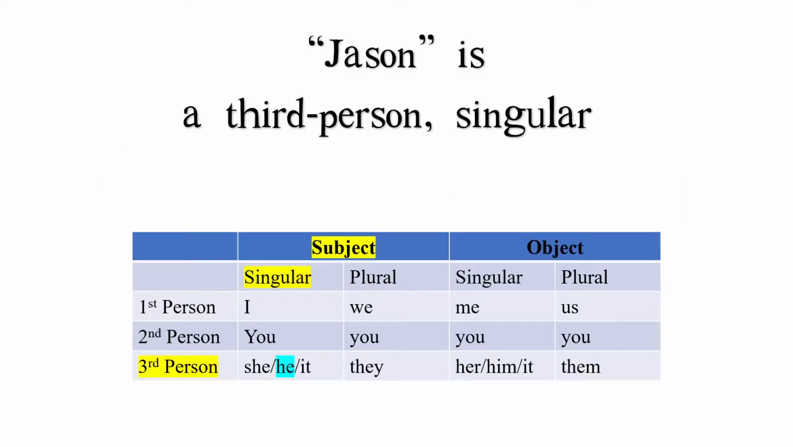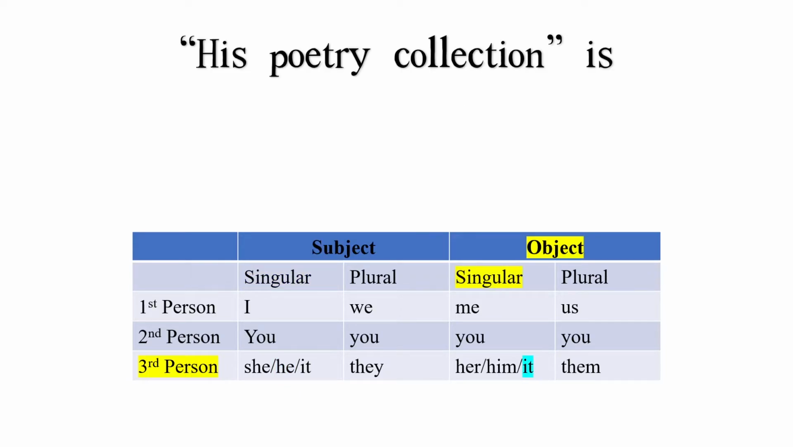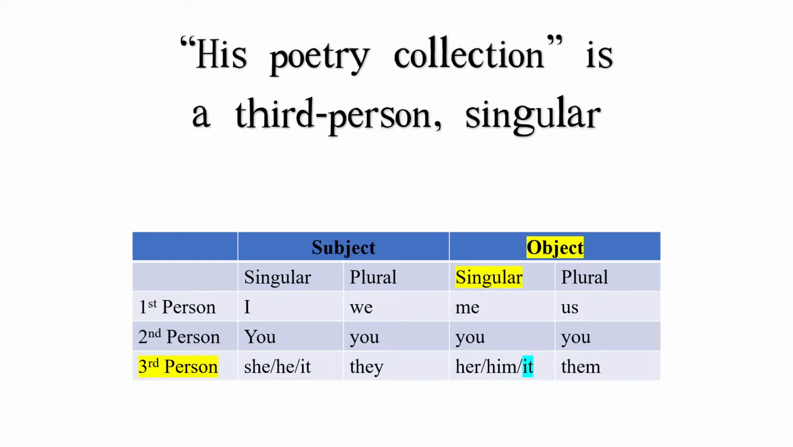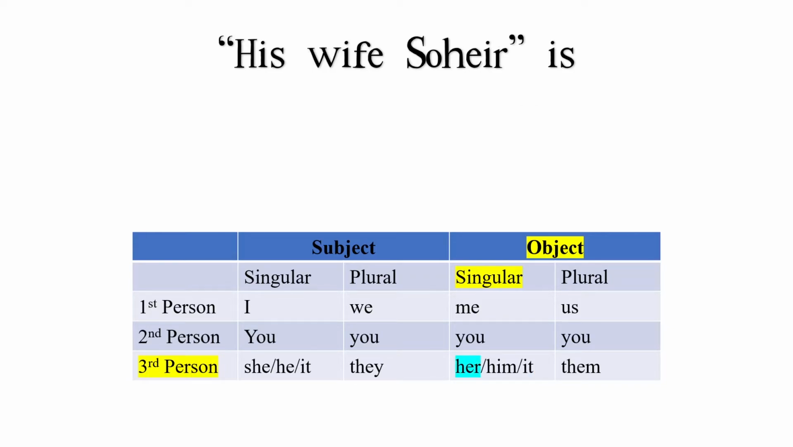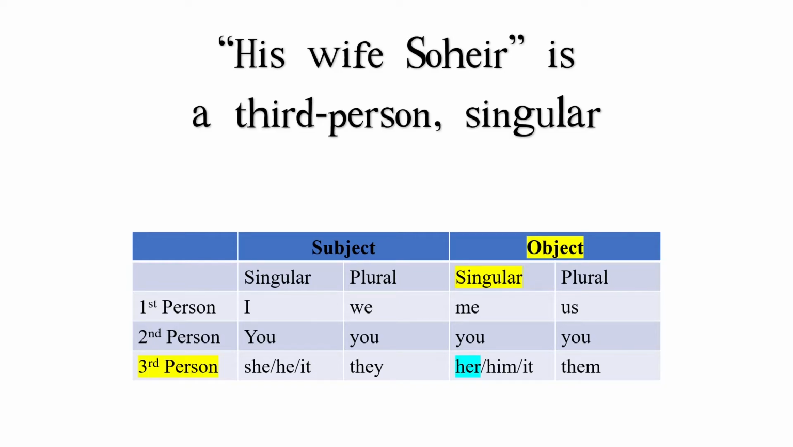Jason is a third-person singular male subject. His poetry collection is a third-person singular non-gendered object. His wife Soheir is a third-person singular female object.